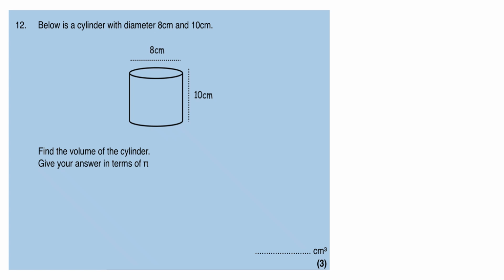Below is a cylinder with diameter of 8 centimeters and height of 10 centimeters. Find the volume of the cylinder. Give your answer in terms of pi. So this is a volume of a cylinder question.